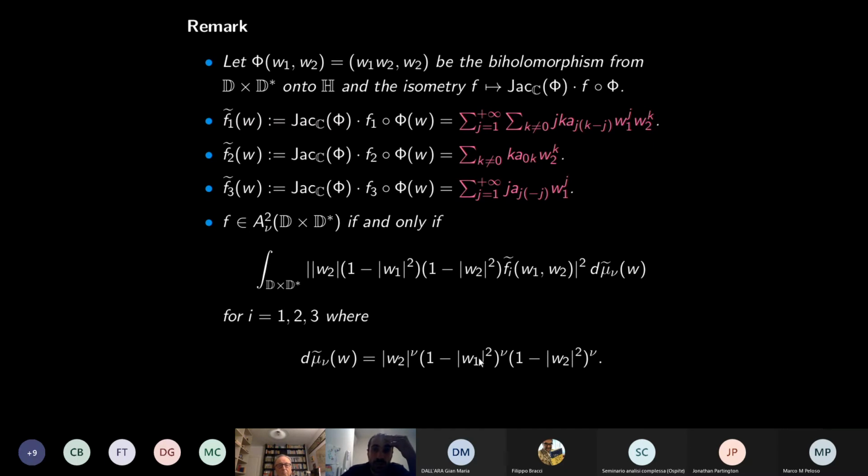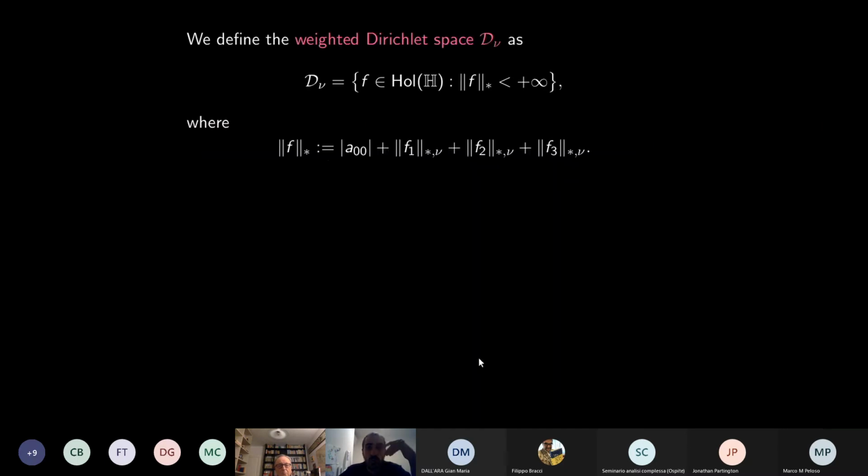Okay, so we now define the Dirichlet space as the space of holomorphic functions on the triangle such that this quantity here is finite, with this norm. Here we have the semi-norms of our derivatives, and this is the value of the function f at the origin. I mean, it's not truly the origin, but we need this term so that this is a norm.